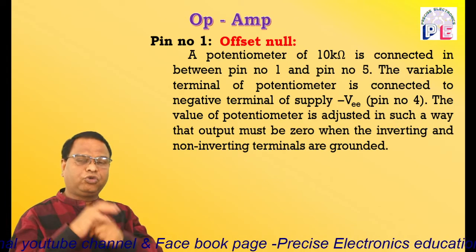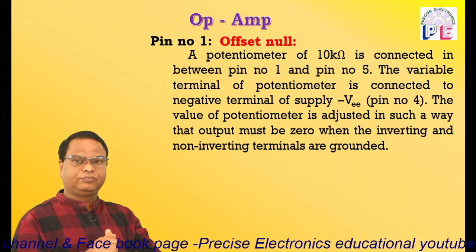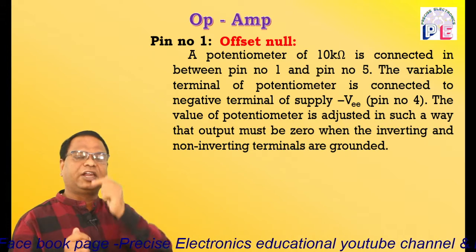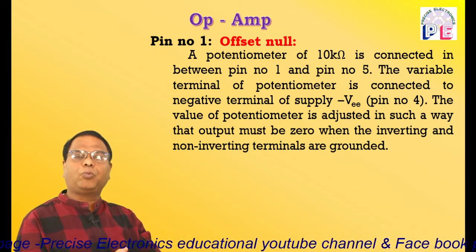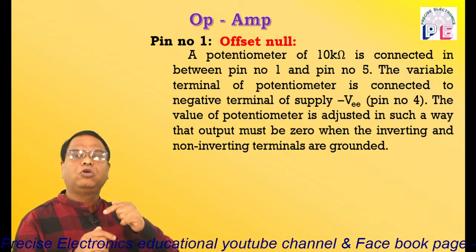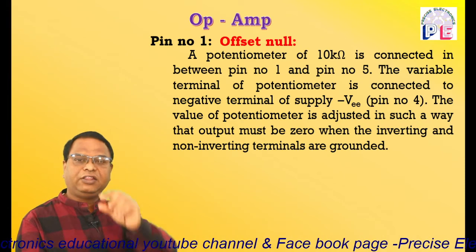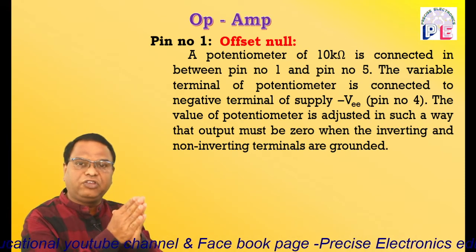So between these two terminals, the fixed terminals of the pot are connected. A 10 kilo ohm pot is used and the fixed terminals are connected to pin number 1 and pin number 5, while the variable terminal of the potentiometer is connected to pin number 4, that is minus VEE. Then this pot is adjusted so that we can get zero output.